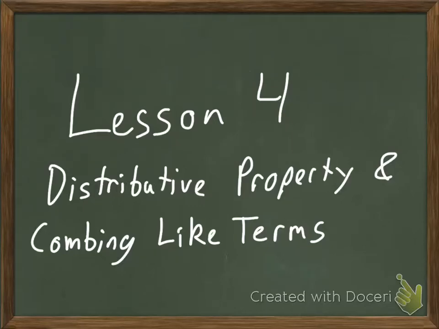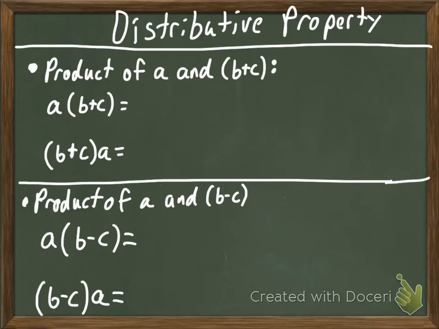Alright, welcome to Lesson 4, the final lesson of Unit 1, Distributive Property and Combining Like Terms. So, first we're going to talk about the distributive property, and the distributive property is a type of multiplication. So we're going to start with the product of A and B plus C. So here we have our A and it's times the expression B plus C.